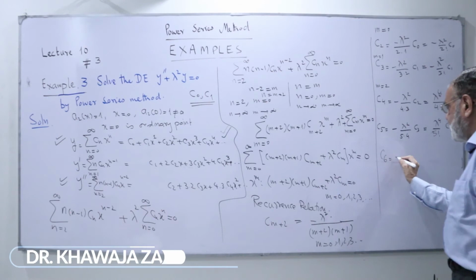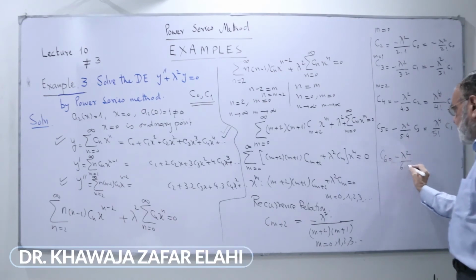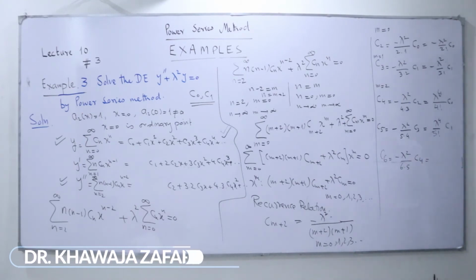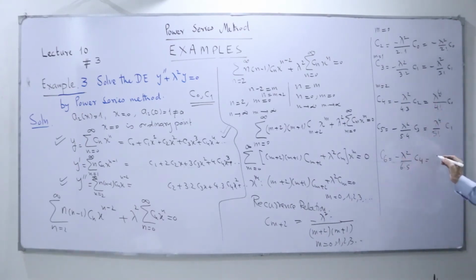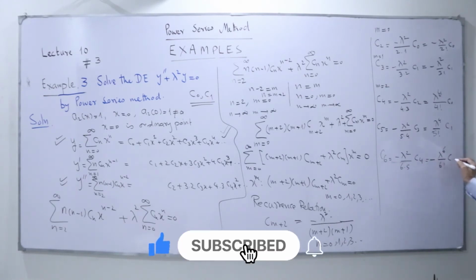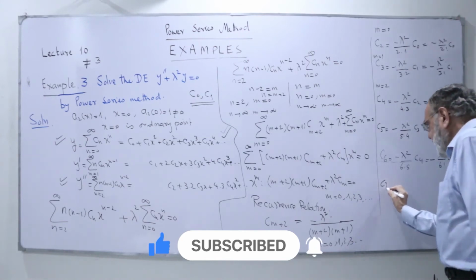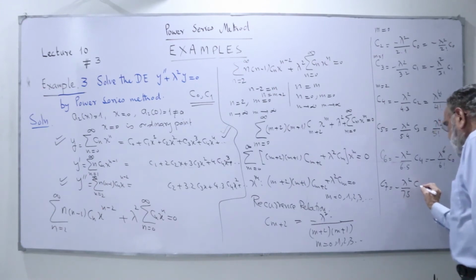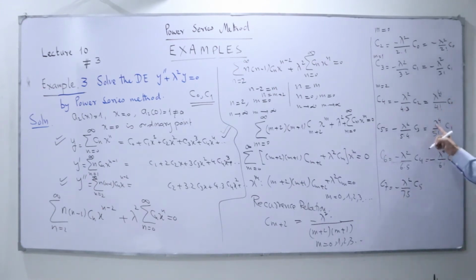Now I have C6. My C6 is minus λ² over 6 into 5, times C4. My C4 has a plus sign, and with this minus sign it remains minus, λ to the power 6 over 6 factorial, C0. My C7 will be equal to minus λ² over 7 into 6, times C5. Plus sign, with this minus, we get minus λ to the power 6 over 7 factorial, C1, and so on.